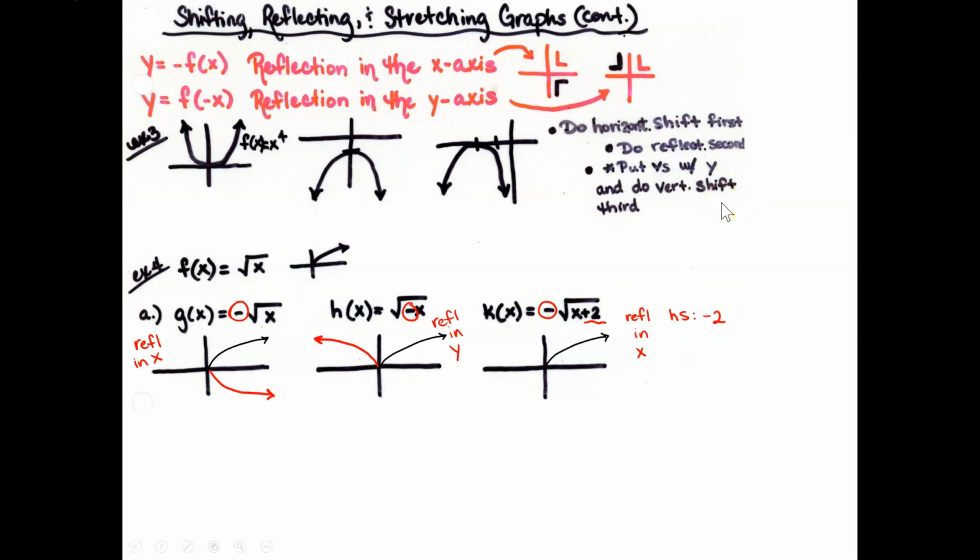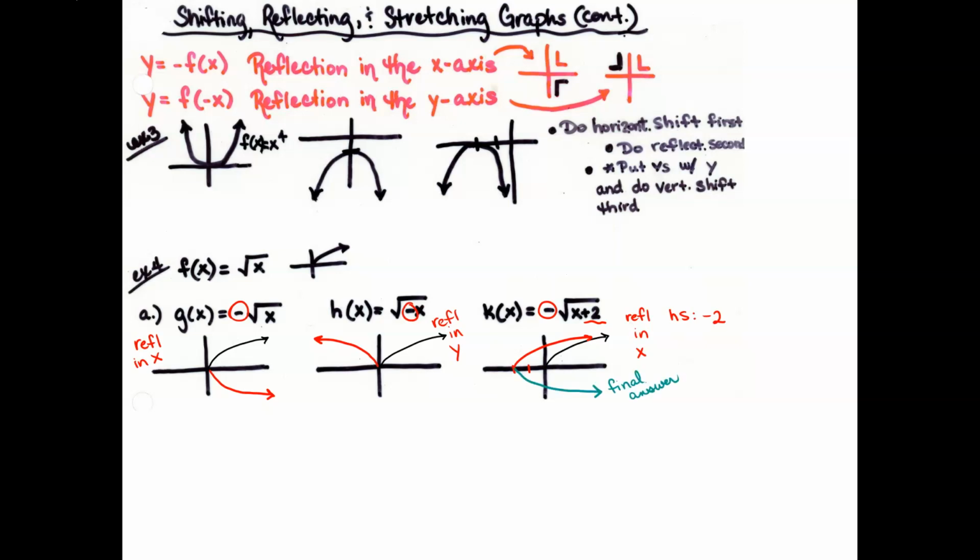All right, so we want to do our horizontal shift first. So that's a horizontal shift of negative 2. So I'm going to back up 2 and draw the exact same graph. Then I'm going to take that red graph and I'm going to reflect that in the x-axis.